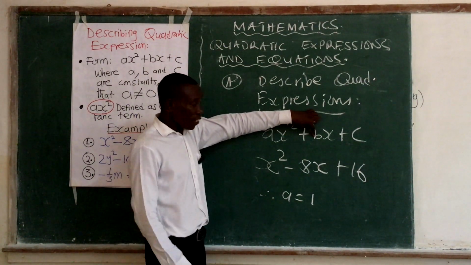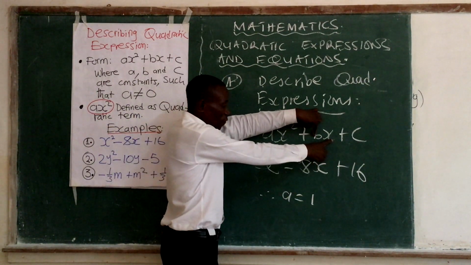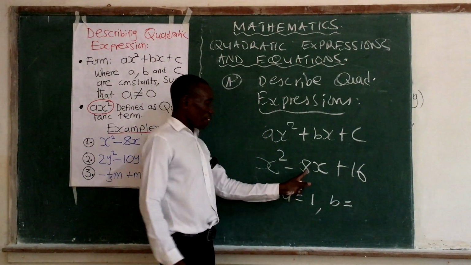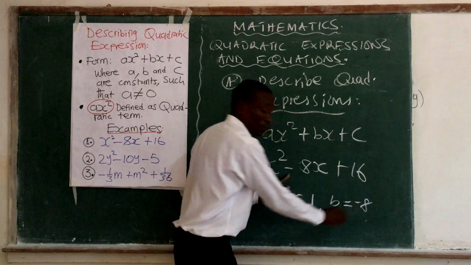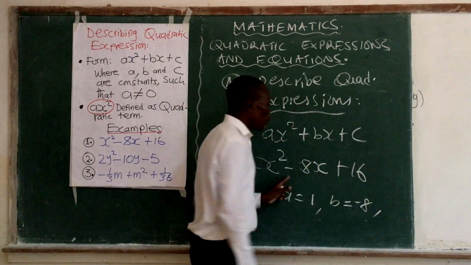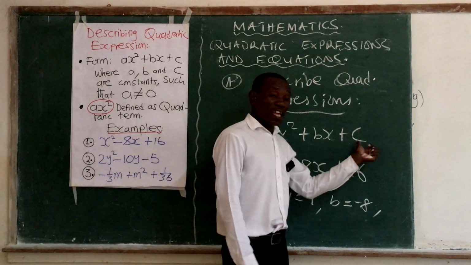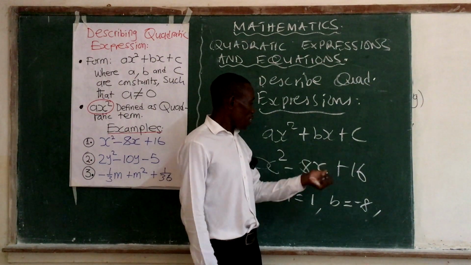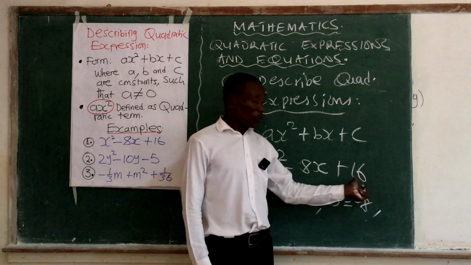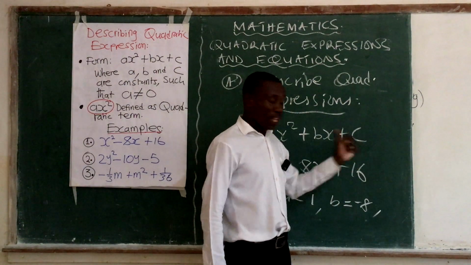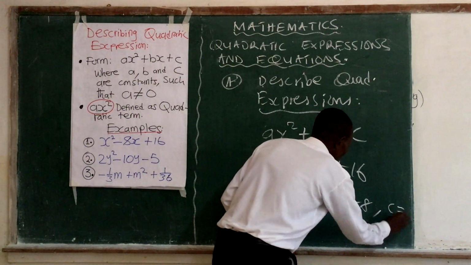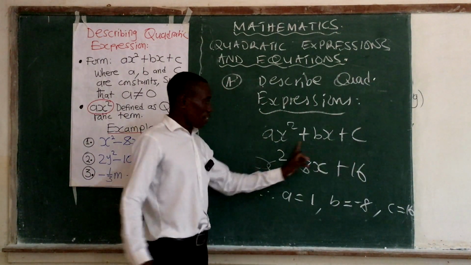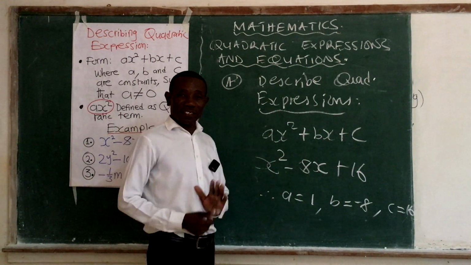And this B is the coefficient of x. Therefore, in this example, the value of B should be equal to this number here, which is -8. And lastly, when I look at C, it's a letter which has got no variable x at all. Here I've got 16, which is a number that has x to the power 0. Then we take C here to be equal to 16.